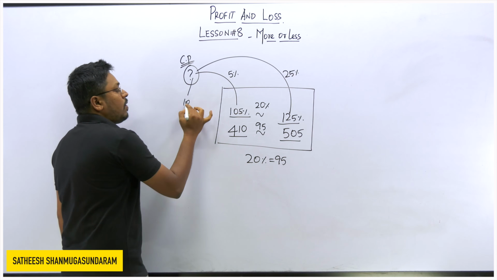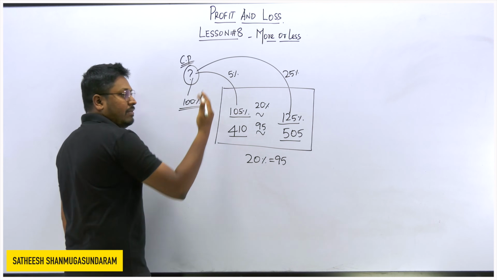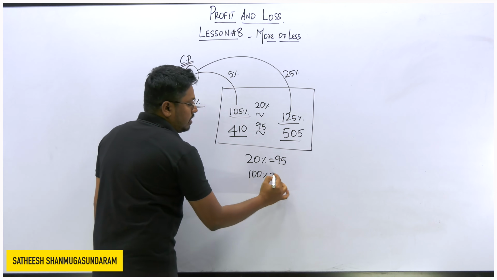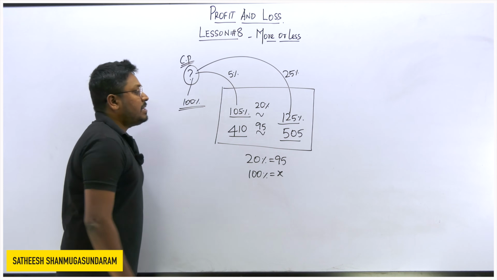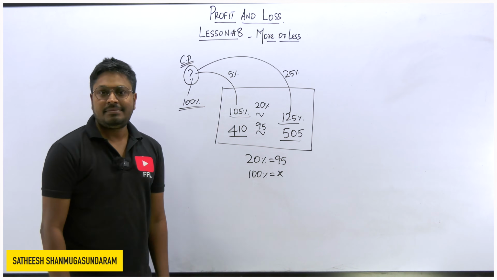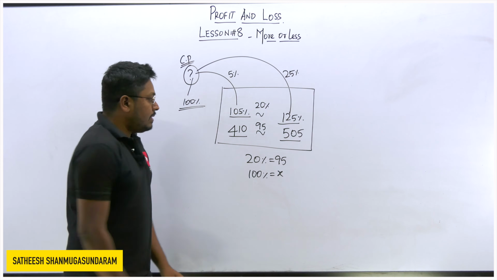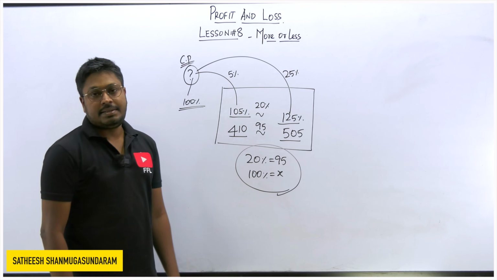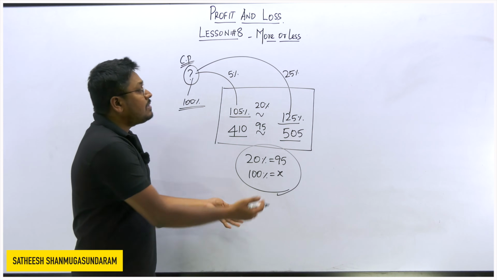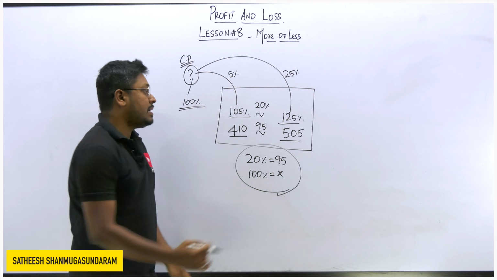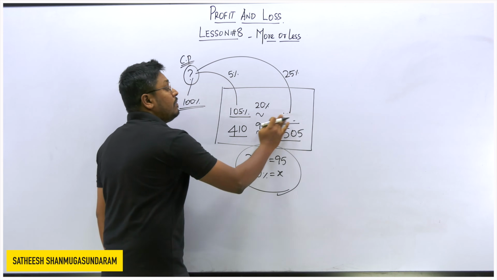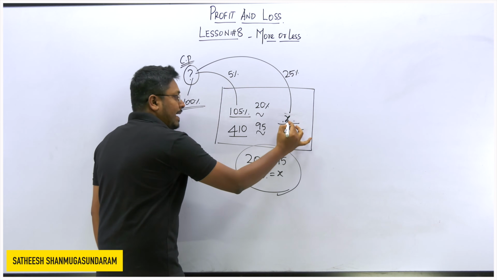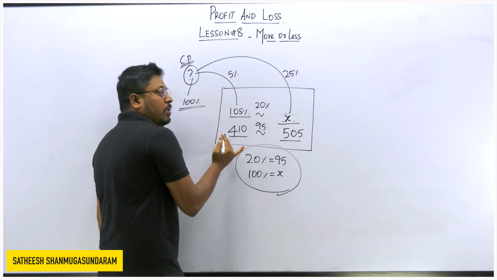So cost price will always be 100, what I have told you in the previous video. So 100% is equal to X. If you cross multiply it, you will get the answer. So friends, understood, right? This alone is important to solve these questions in lesson number 8, because for solving this, a formula is not required. Why? Because in some of the questions, this value will not be given. So we can keep X, and then I will tell you how to solve a question.